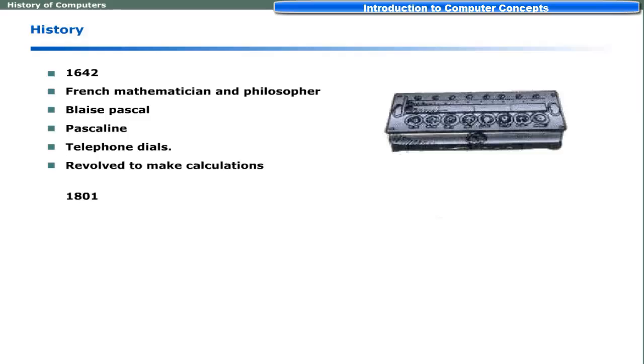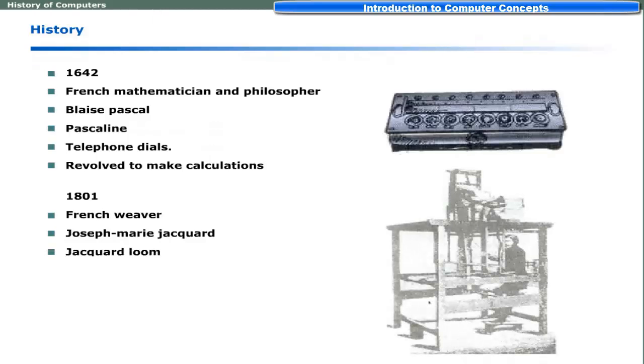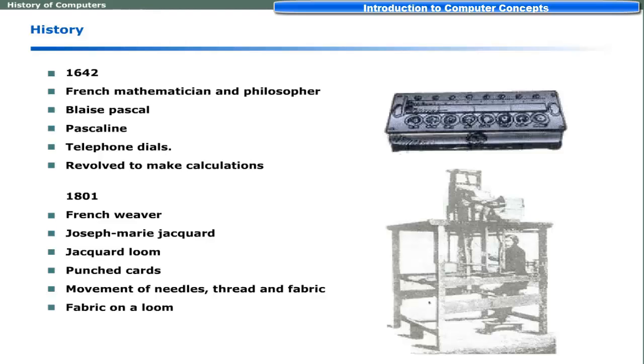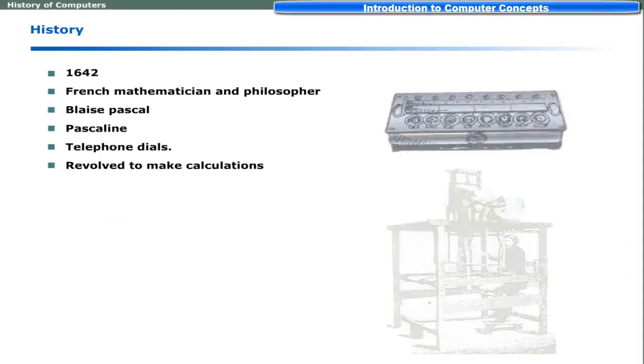In 1801, a French weaver named Joseph-Marie Jacquard created Jacquard loom. Punched cards were used to direct the movement of needles, thread, and fabric to create different patterns in a fabric on a loom known as Jacquard weaves.